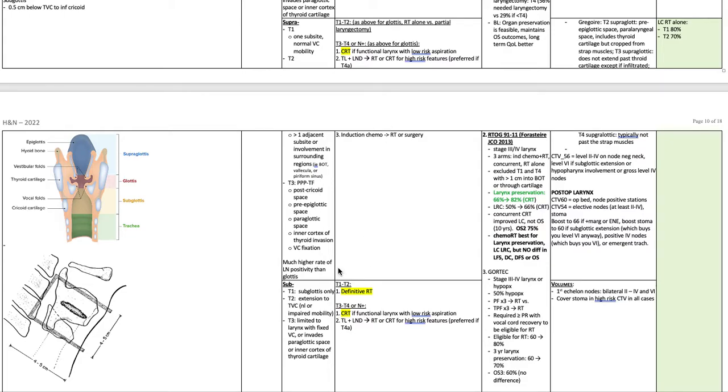Subglottic larynx: definitive radiation for T1 to 2. T3, T4, node positive: chemoradiation if there's a functional larynx with a low risk for aspiration. Total laryngectomy plus lymph node dissection followed by radiation or chemoradiation for high-risk features, preferred if T4A.